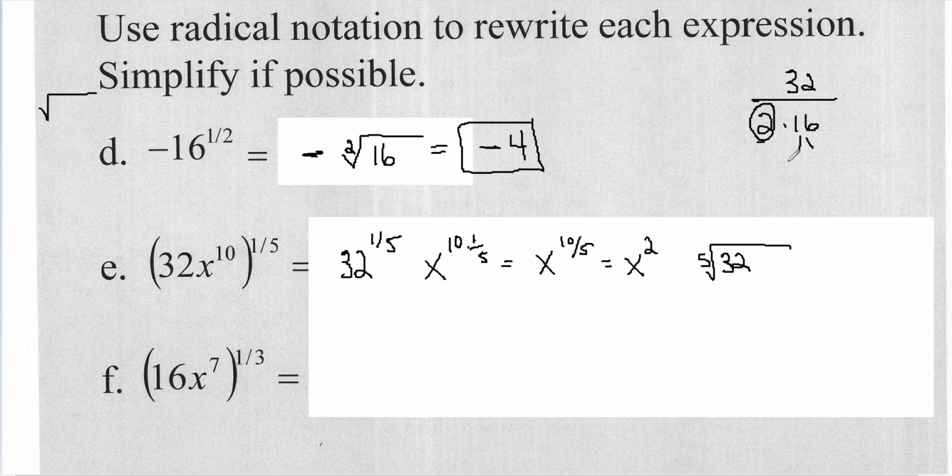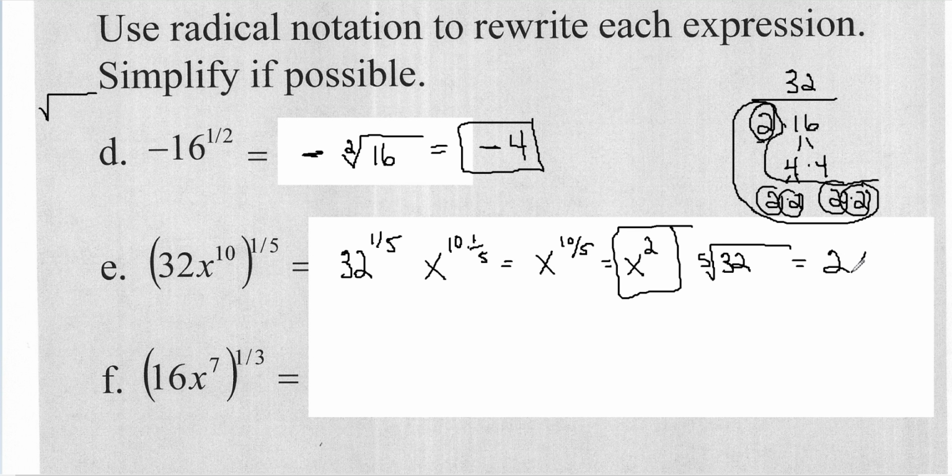16 breaks down to be 4 times 4, and 4 breaks down to be 2 times 2, and so does this 4, 2 times 2. So here I got all these 2's here. How many are there? Well, by coincidence, there's 5 of them. If I want the fifth root of 32, that means for every 5, I take 1 out. Well, here's 5 of them. That's all we have for 32. So taking 1 out gives me 2. And so putting the 2 together, I've got 2 and the x to the second power. This is my answer.